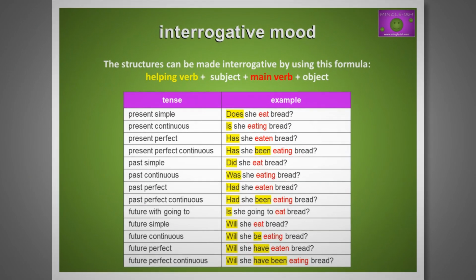The structures can be made interrogative by using this formula: helping verb plus subject plus main verb plus object. I'll give you a few examples. Does she eat bread? Is she eating bread? Has she eaten bread?